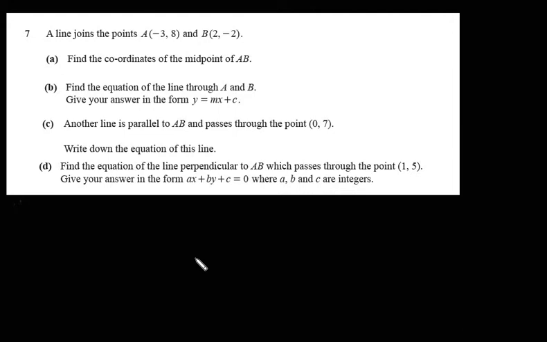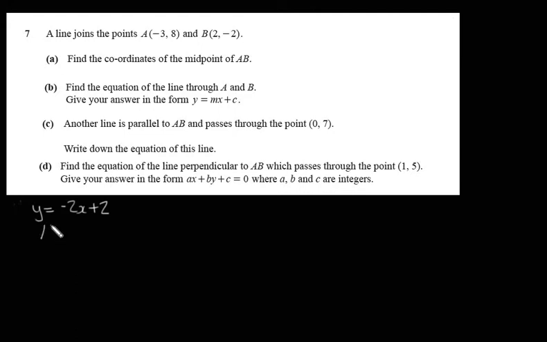In the previous tutorial, we solved part A and part B. Now we are going to look into part C and D. In part B, we got the equation of a line, y is equal to minus 2x plus 2. Now we are going to find a line parallel to AB that passes through point (0, 7).